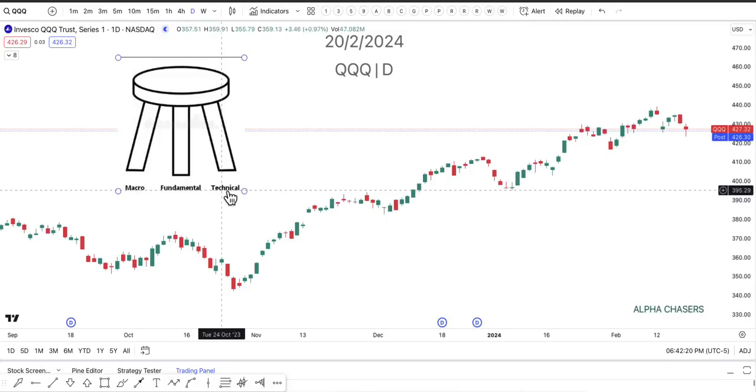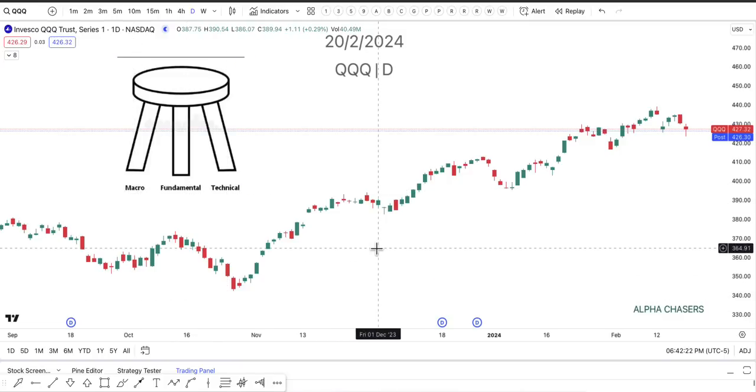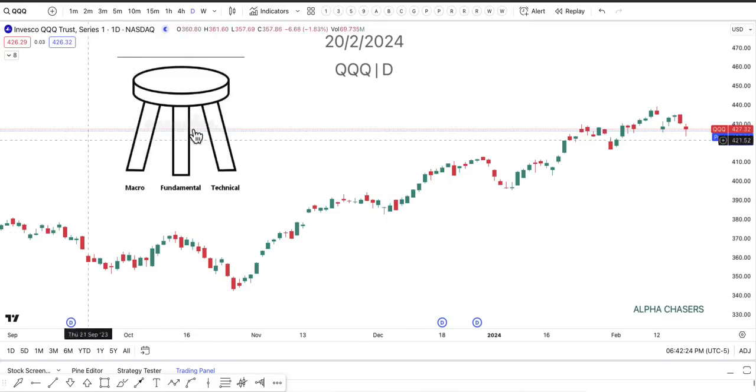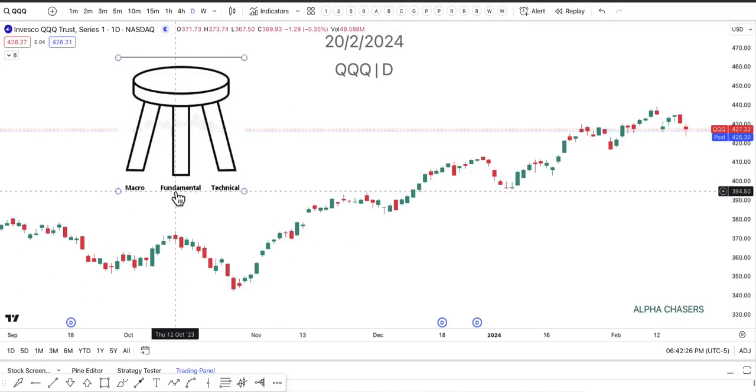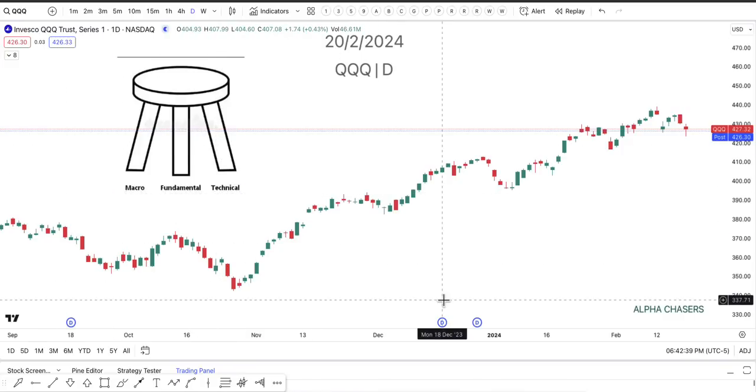But macro, fundamental, and technical is what makes the market work. It's not one, it's all of them, right? And think about it as who, what, when. Macro determines who's going to move. Out of those whos, the fundamentals determine what is going to move, right? And then the technicals tell you when it's time to get involved in that, all right? So the issue here is, where are we right now?